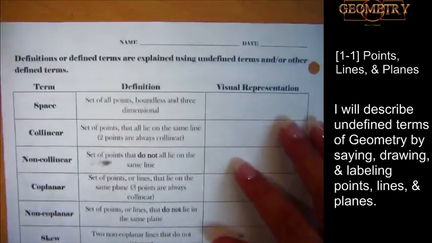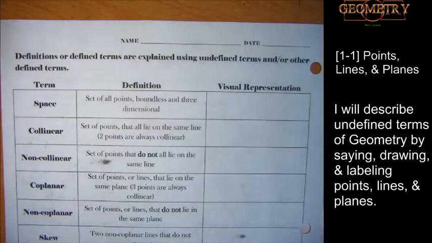So now we've got undefined terms. And so the question is, well, how do we get defined terms? So we've got the foundation of our little geometry house, and now we're going to build the defined terms using only the undefined terms that we've already created.